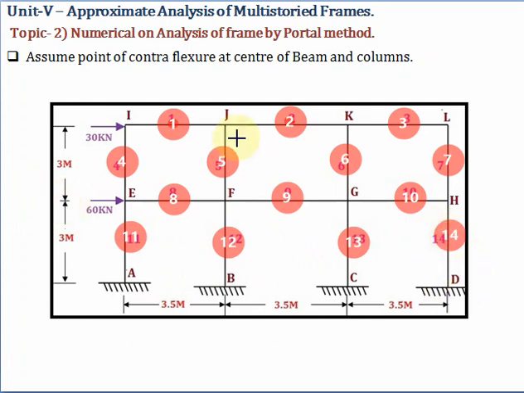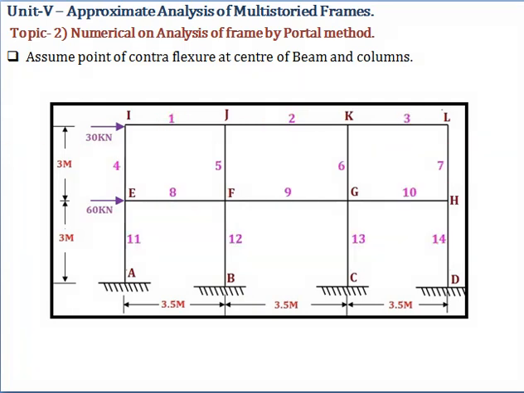So these numbers 1, 2 up to 14 are the node numbers, and these are the points of contraflexure. Contraflexure points are where the value of bending moment is 0. These nodes are located at the center of beam and column. Now the next step.